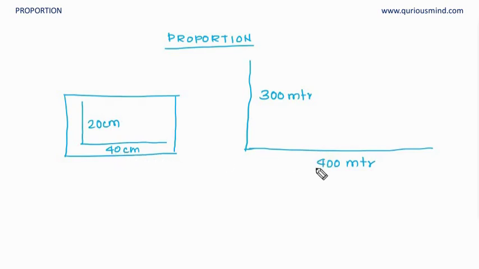Whatever is the ratio of length, I need to keep the same ratio for the height as well. Only when I keep the same ratio in the height will the picture look like the original one. In such cases, we say the length of the Taj Mahal in actual to the length of the Taj Mahal in the picture is in proportion with the height of the Taj Mahal in actual to the height of the Taj Mahal in the picture. So these two ratios, we say they are in proportion. When the ratios are equal, we say the ratios are in proportion.